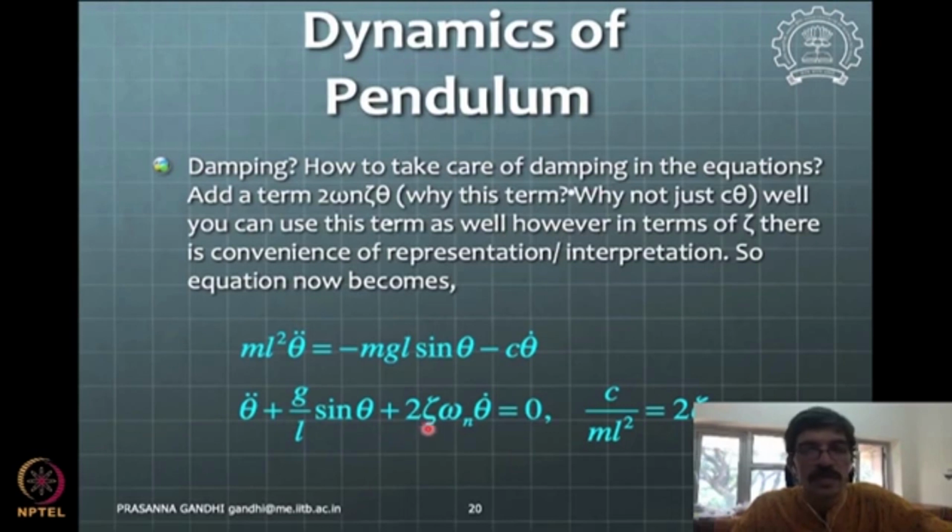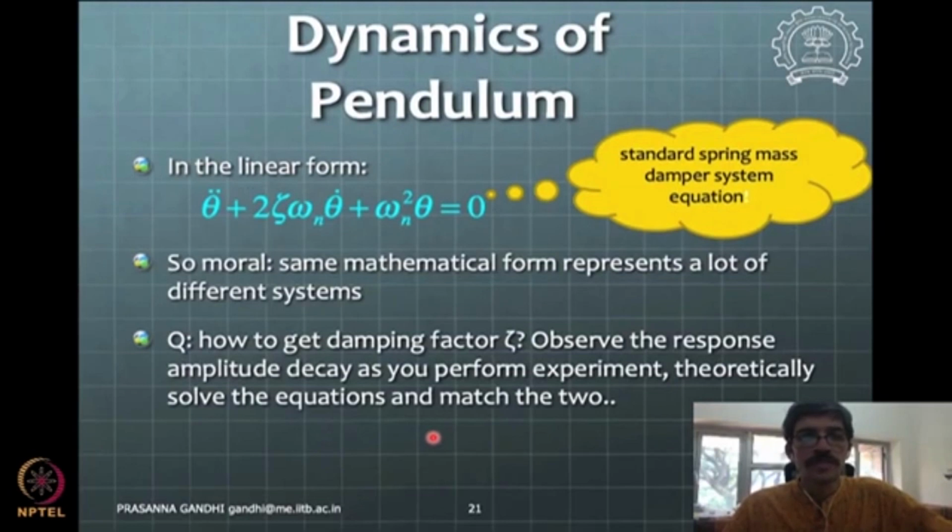For example, if zeta is found to be some value here, we know that this pendulum system is some underactuated system with this zeta value, and that speaks about its nature. So this is about dynamics.